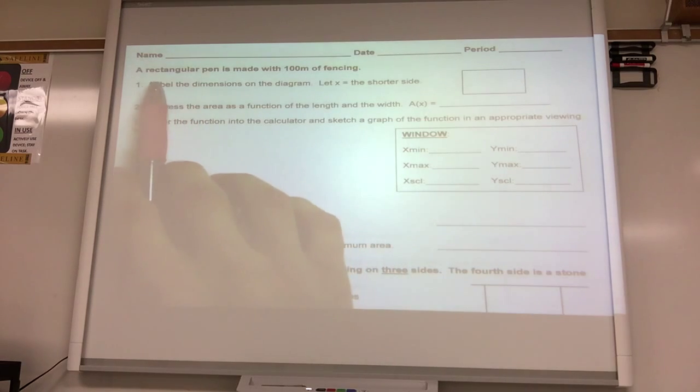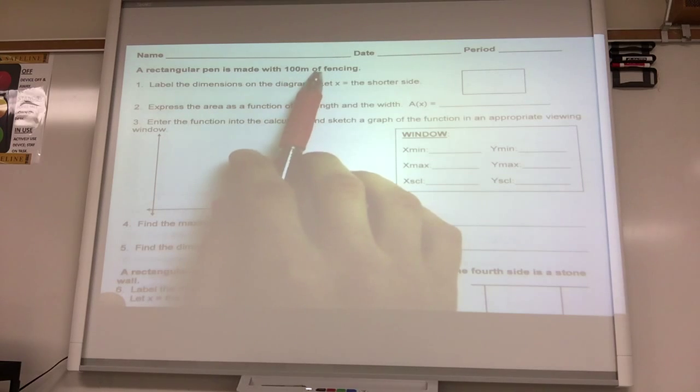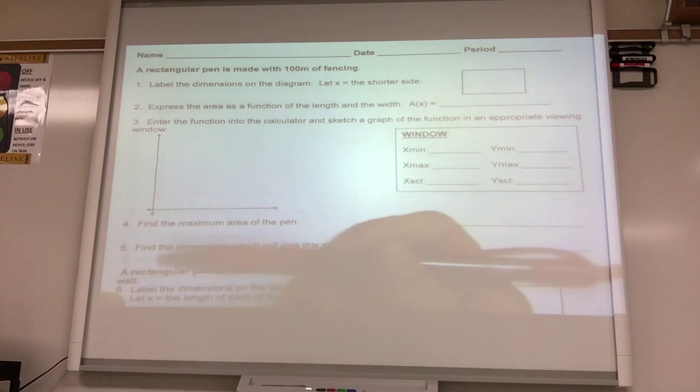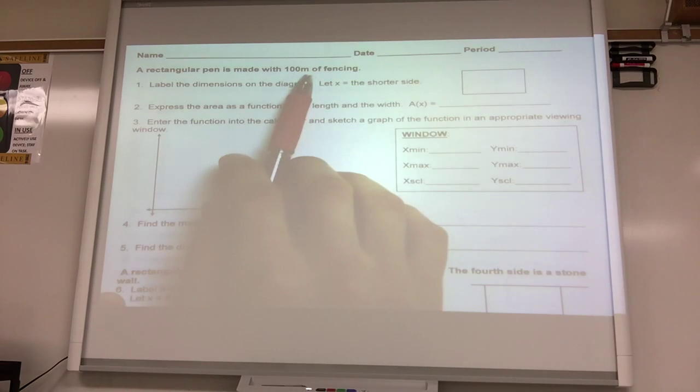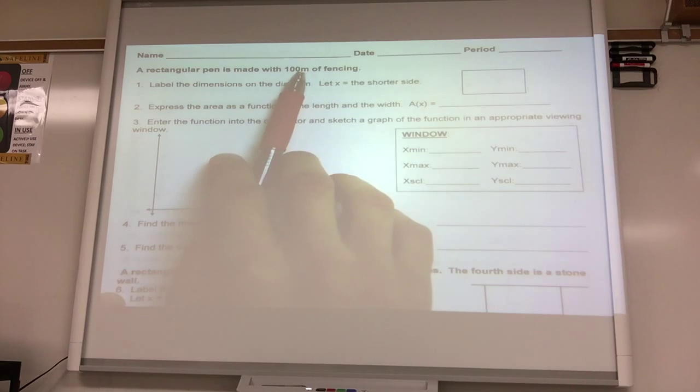Okay, so we're given, it says a rectangular pen is made with 100 meters of fencing. So we have 100 meters of fencing to create a rectangular pen. And if we're going to optimize the area of that pen, we're trying to create the biggest area that we can. So for example, in some other contexts, you might be trying to optimize costs. So you're trying to reduce or minimize the amount of cost that it takes to produce something. In this case, we're trying to optimize area. So we're trying to create the biggest area that we can given 100 meters of fencing.